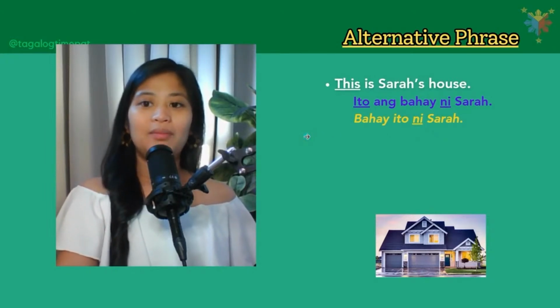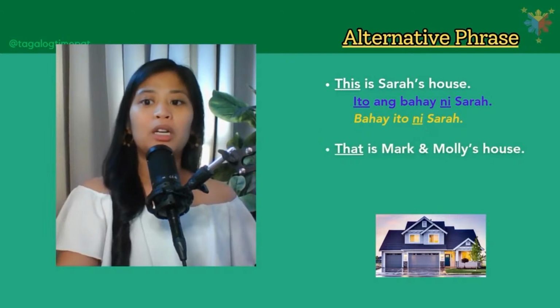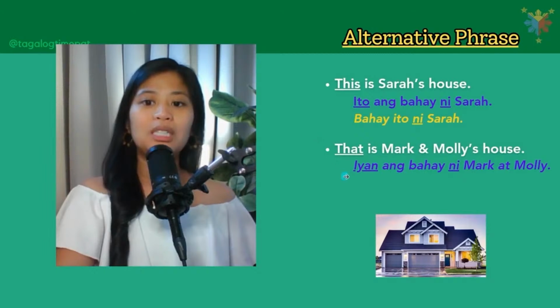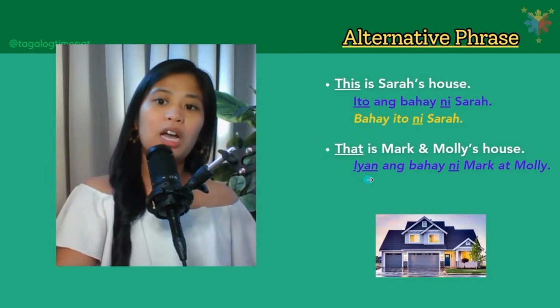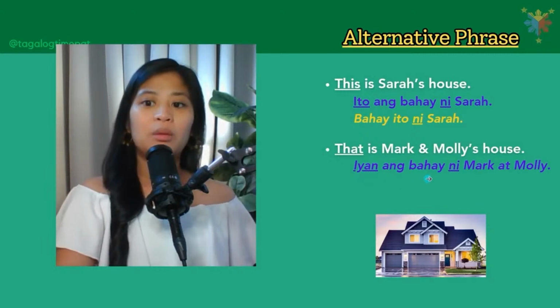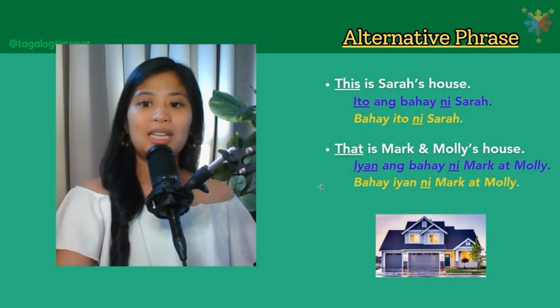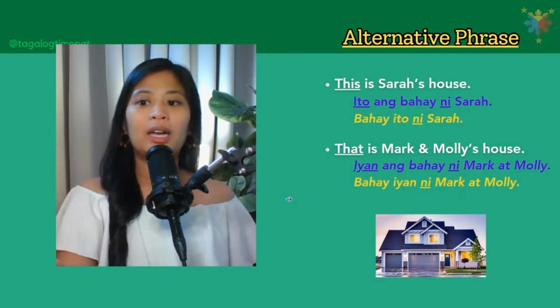Bahay ito ni Sarah. Another example, that is Mark and Molly's house. It would be, iyan ang bahay ni Mark at Molly. So we've learned these sentence structures already. It's the demonstrative pronoun, then it's the word ang, then it's the object, and then it's usually the pronoun, or in this case, it's the people with the possessive sentence marker. Now, the alternative way to say this is, bahay iyan ni Mark at Molly. So the object goes first, then it's the demonstrative pronoun, then it's the sentence marker, and then it's the people's name. Bahay iyan ni Mark at Molly.